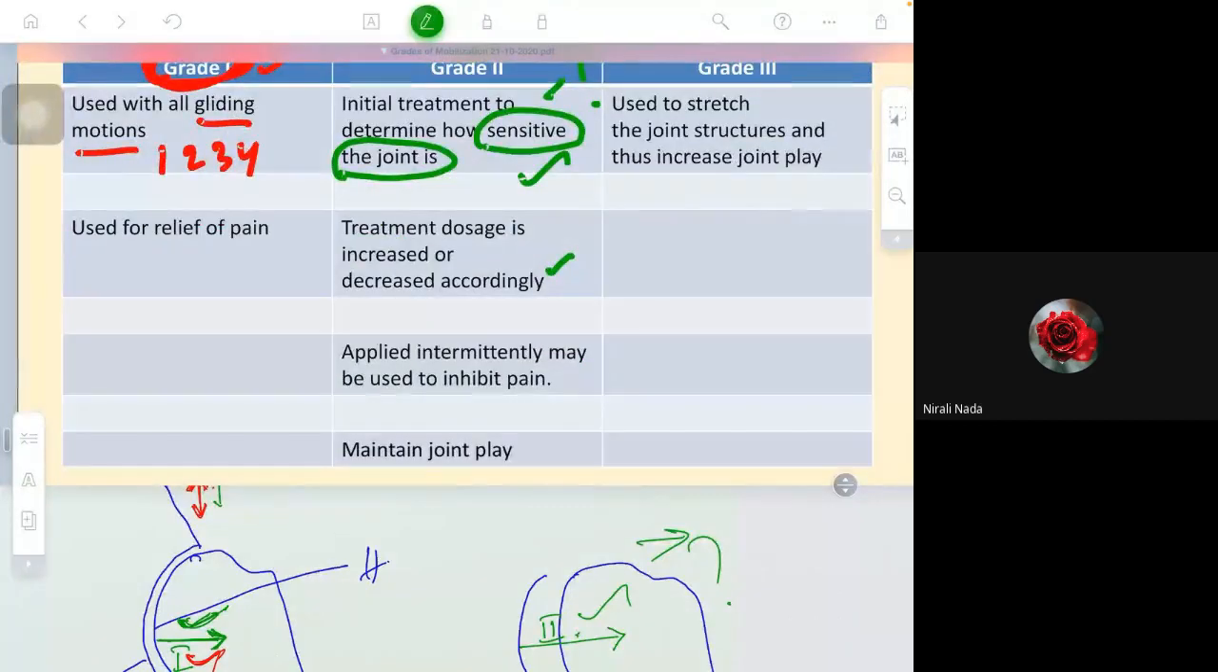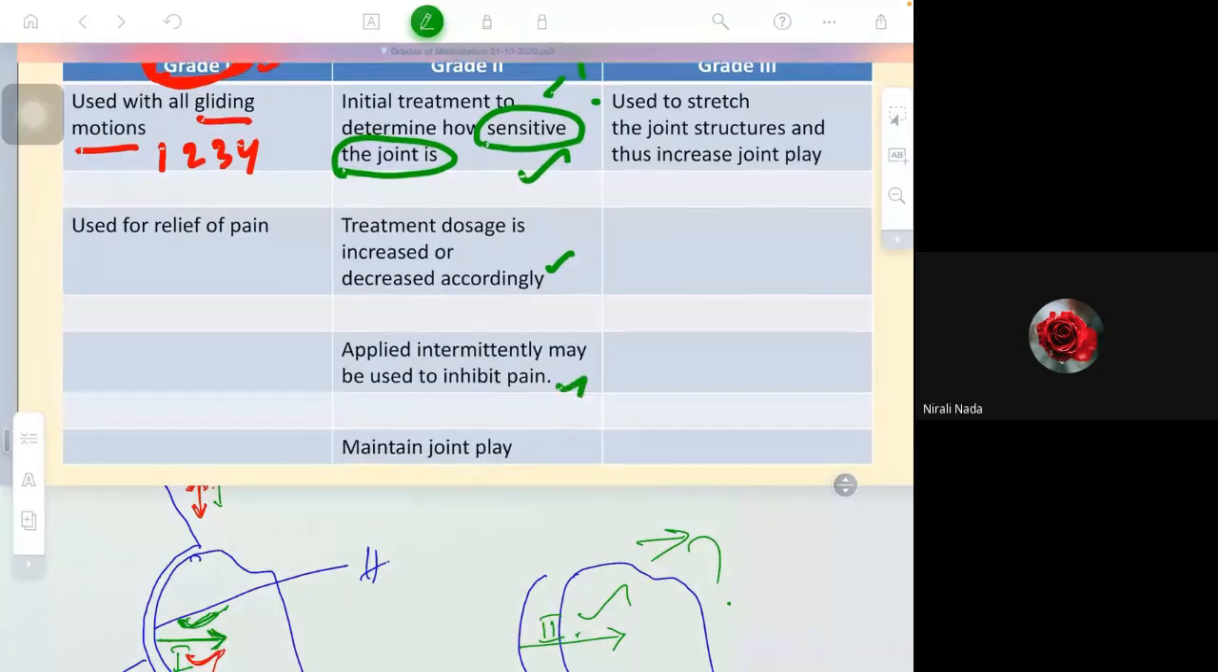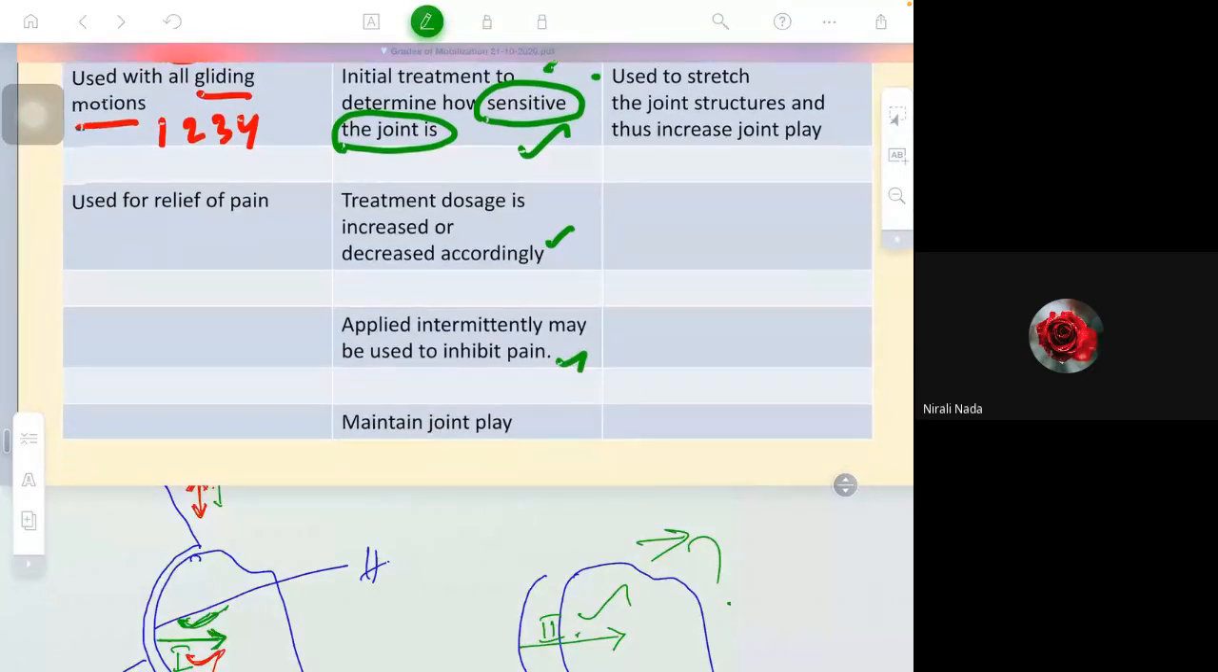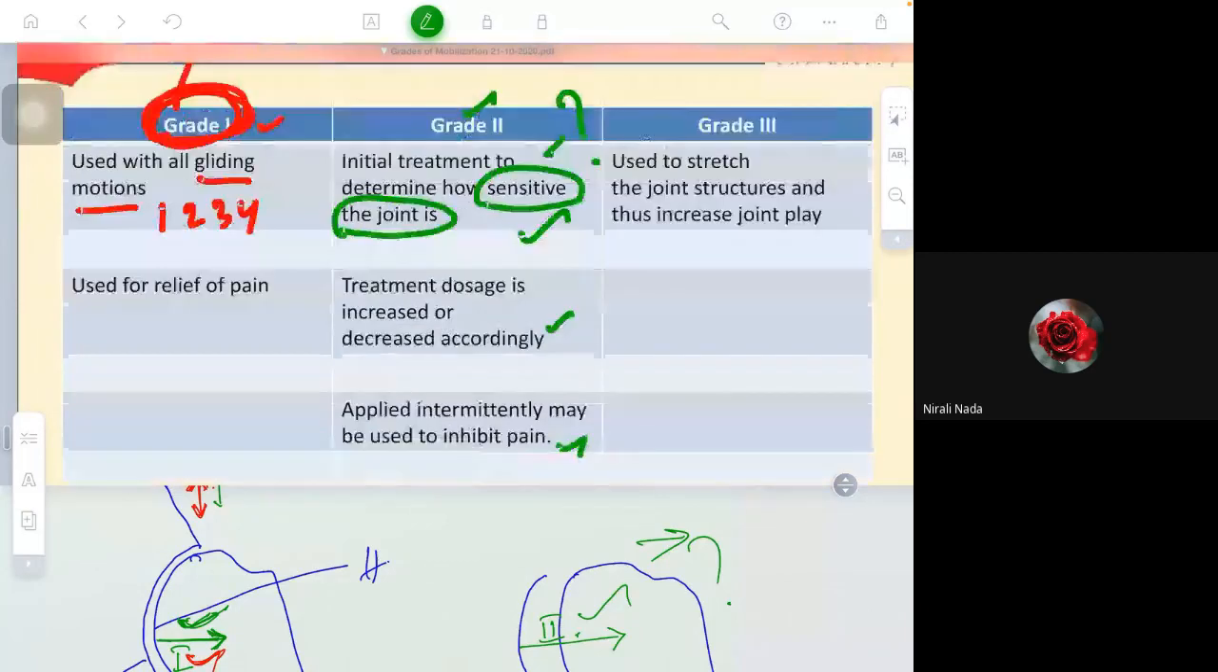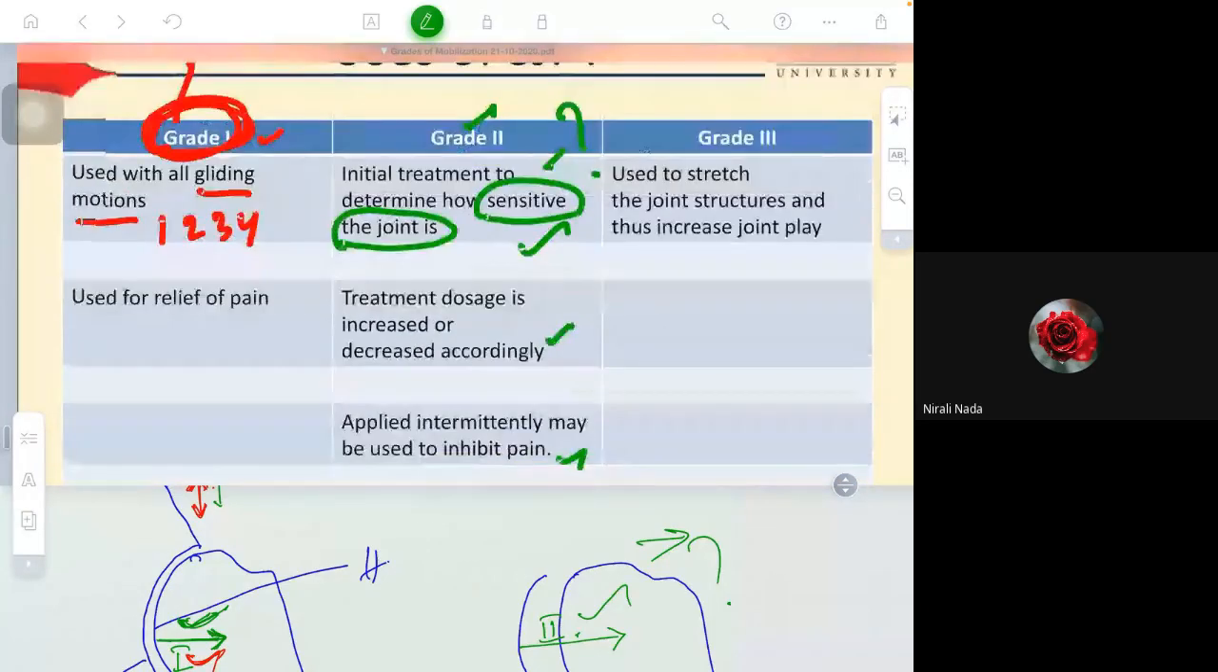And it is used intermittently to inhibit pain and in order to maintain the joint play. These are the four uses of grade 2.